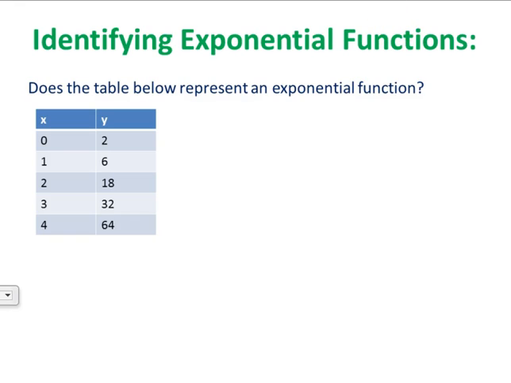So now that we know that, we should be able to look at a table and determine if the table represents an exponential function by comparing the y values. And remember, the y values have to be multiplied by the same amount between each of our terms in order to be an exponential function. So is that happening here? Let's look. How do we go from 2 to 6? Again, in order to be an exponential function, terms have to be multiplied by the same amount.